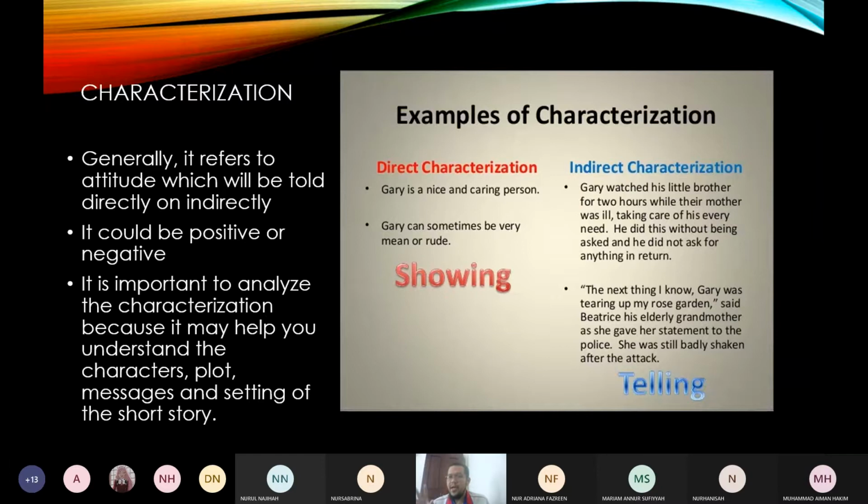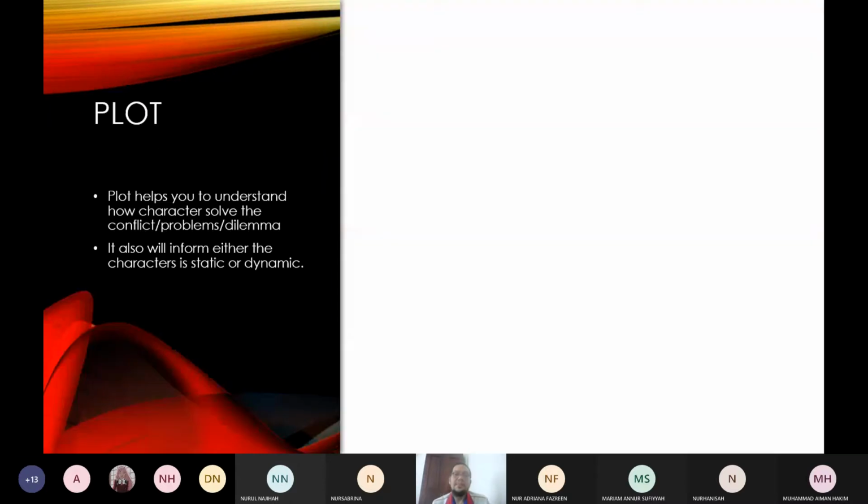So you have to carefully read about the characterization of the character. Okay, sebab nanti dalam assignment you kena reflect on that. Alright, kalau saya tak tahu apa characterization dia, you kena tengok, selalunya mungkin dia gunakan indirect characterization. You have to actually conclude or infer on what you read.